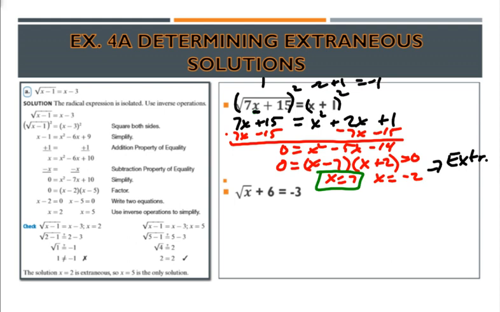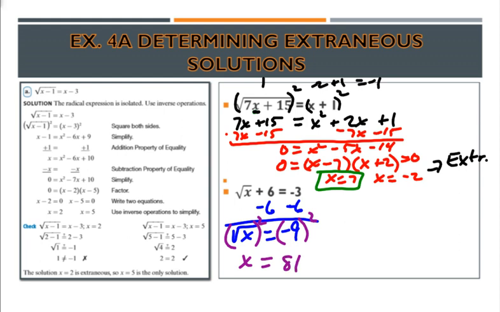Let's look at another example. Here we need to get the square root by itself, so I need to subtract 6 on both sides. So now I have the square root of x equaling negative 9. To undo a square root, I find the square of it. So that gives me x. Square this side gives me 81.